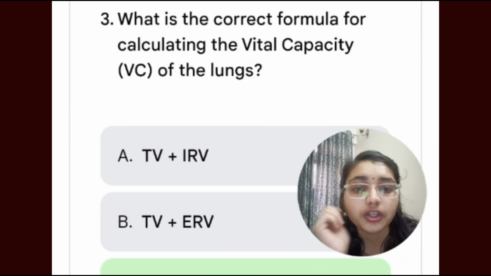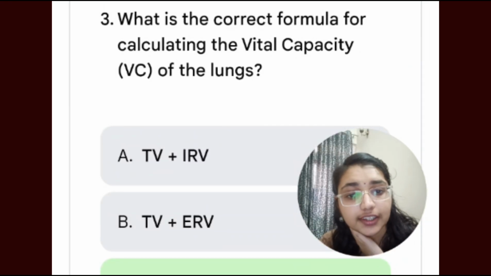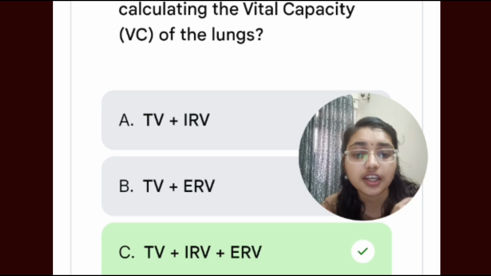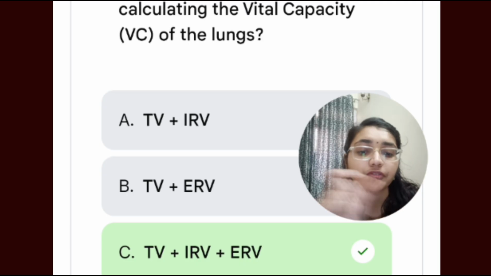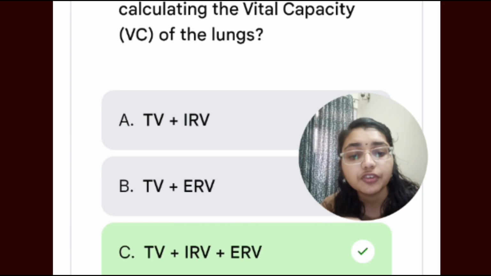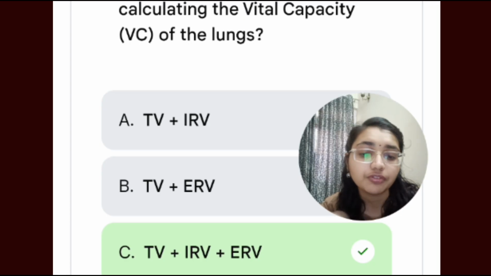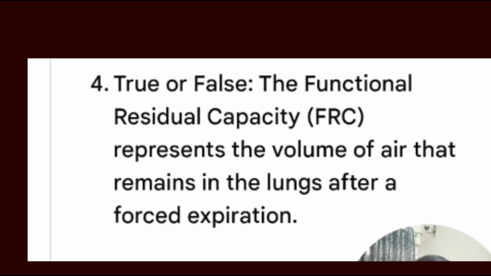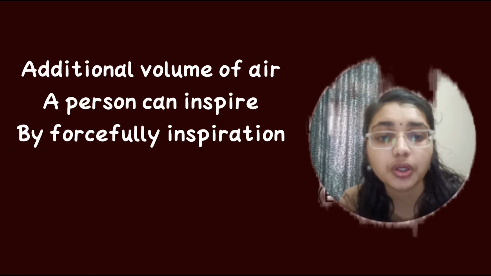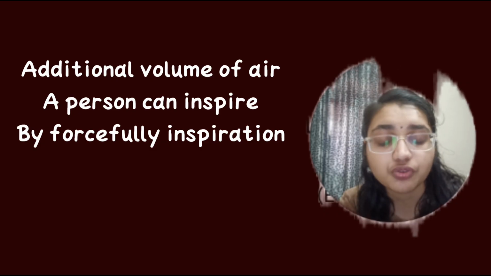Next question was, what is the correct formula for calculating the vital capacity? That is TV plus IRV plus ERV. Vital capacity is the maximum volume of air a person can breathe out after a forced inspiration, or breathe in after a forced expiration. Functional residual capacity represents the volume of air that remains in the lungs after forced expiration. Why is it false? False because FRC is a sum of ERV plus RV that represents air left after a normal quiet breathing.